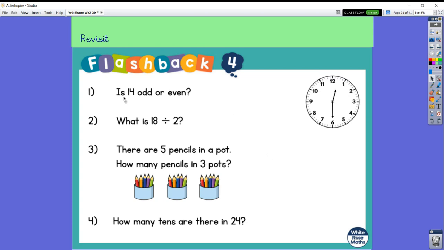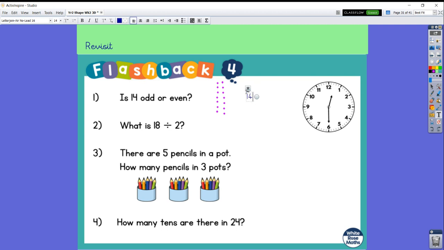Super. So is 14 odd or even? So we know even numbers like partners. Let's see if this one's got a partner. 1, 2, 3, 4, 5, 6, 7, 8, 9, 10, 11, 12, 13, 14. So each one has a partner. So 14 is even. Let's write the sentence. 14 is an even number.